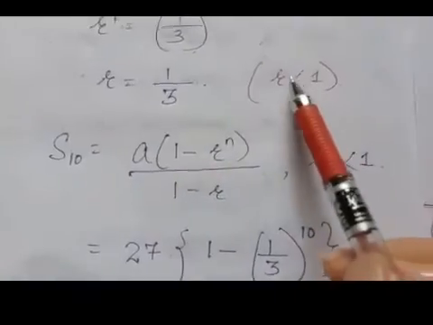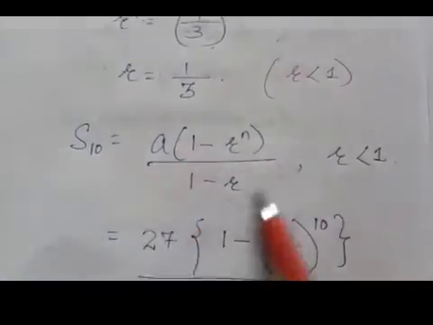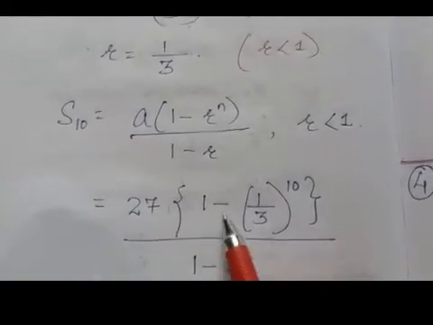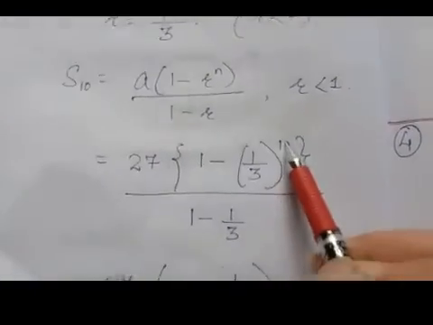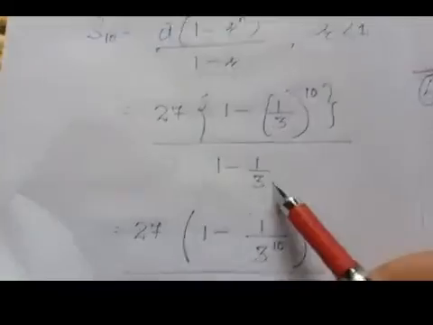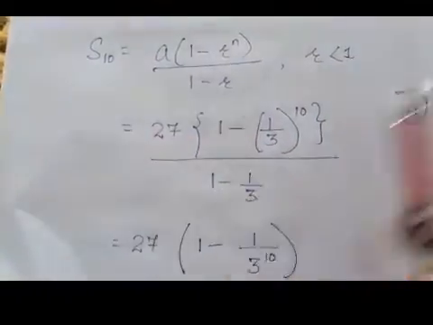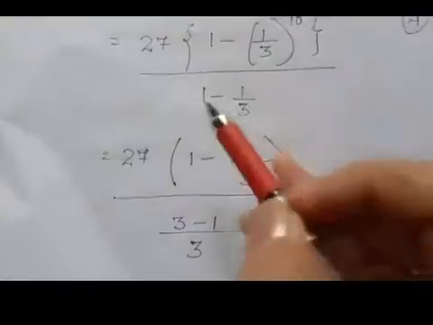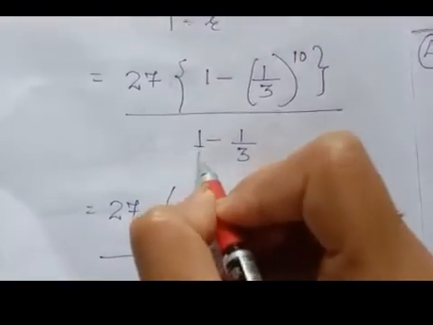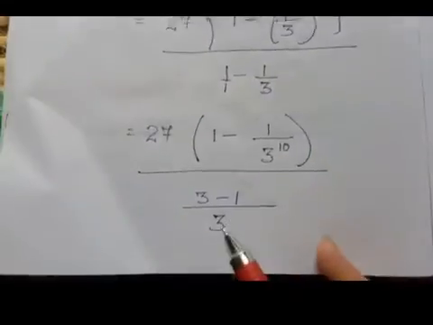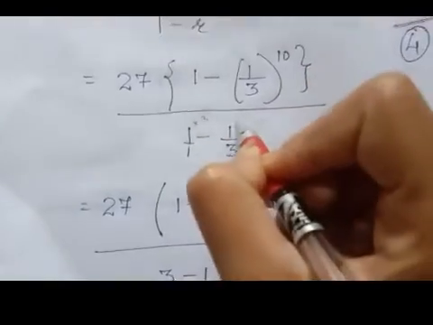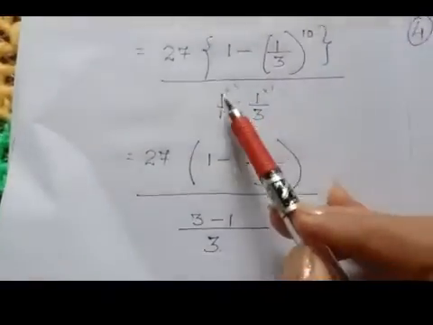So since the value of R is less than 1, we have to use this formula. In place of A write 27, 1 minus R to the power 10, with R being 1 by 3, over 1 minus 1 by 3. Now keep the numerator as it is. Only we will solve the denominator. Here we will take the LCM of 1 and 3, which is 3. 1 times 3 is 3, 3 times 1 is 3. So 3 minus 1.